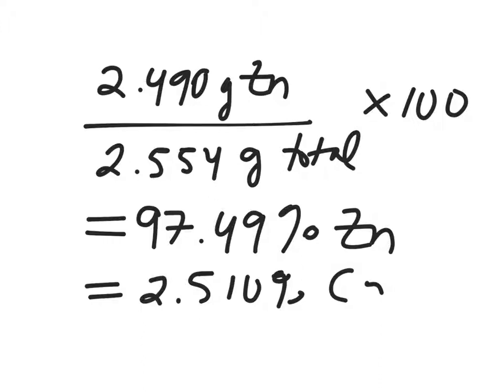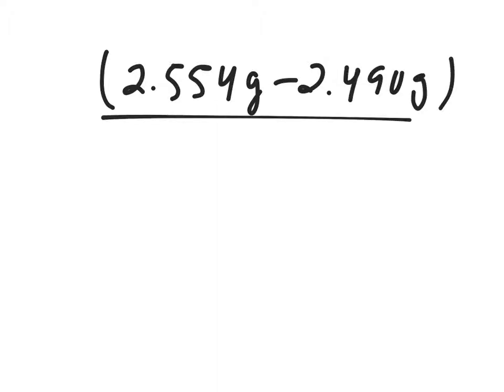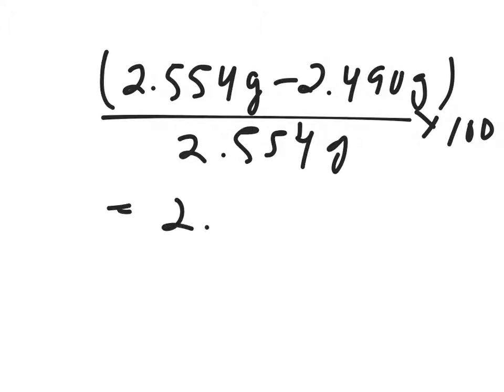Or, alternatively, you could have figured out how much copper you had in that particular penny, taking the total mass that you had for the penny, 2.554 grams, and subtracting the component of zinc that you had, and dividing by the total. And either way, multiplying by 100, you would get the same answer, 2.510% copper. So that's an example with a macroscopic object that you're used to. Let's take a look with a molecule.